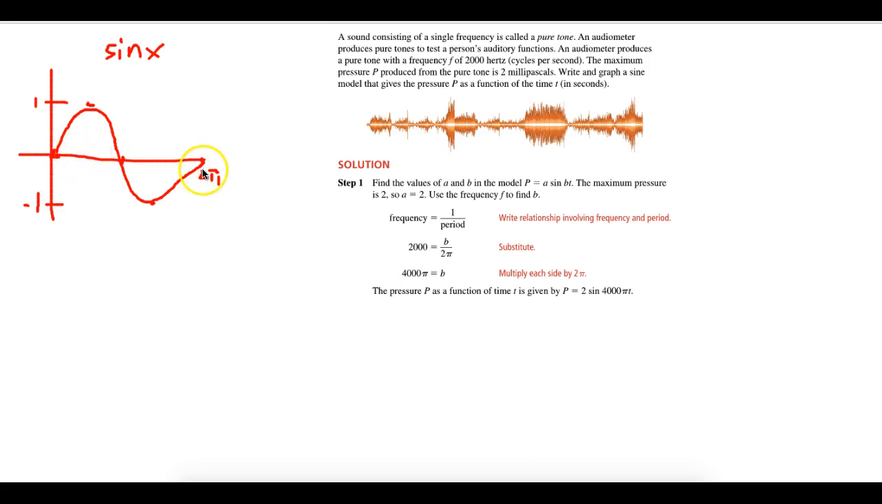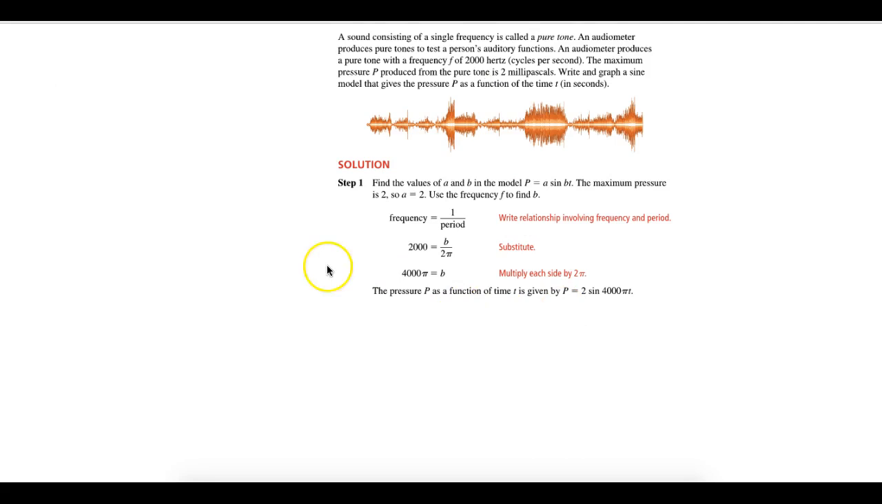It's going to be much smaller than 2 pi. That's because we have 2,000 cycles happening in 1 second. So let's go ahead and apply those changes. Since we know that the amplitude is 2 and the period, which is just 1 over f, is 1 over 2,000.